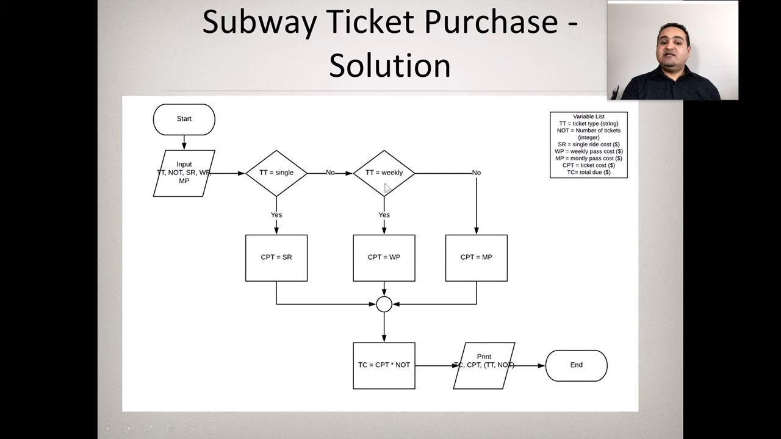And then if it is none of those, then it is going to be the monthly pass, and we already know the monthly pass. So now we are going to calculate the total cost, which is the cost per ticket based on the condition. It's going to be either one of those three times the number of tickets, and then when we know the total cost, we can display it, and then display the type of ticket and number of tickets and so on, and then we can end it. So it should be straightforward.